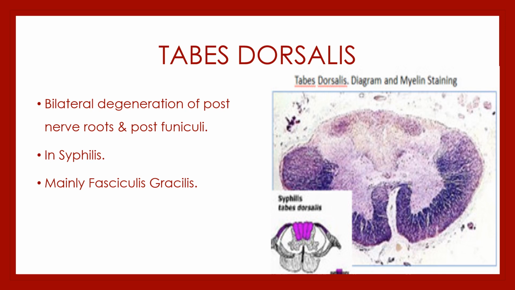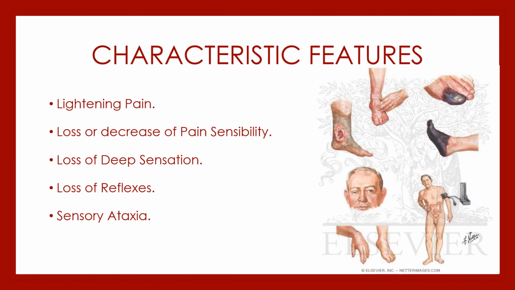Tabes dorsalis is a disease caused by syphilis, in which bilateral degeneration of the posterior nerve roots and posterior funiculi, especially the fasciculus gracilis, occurs. Tabes dorsalis is characterized by lightning pain, intermittent attacks due to the stimulation of the pain fibers in the dorsal nerve roots in the initial stages, and then loss or decrease of pain sensibility.